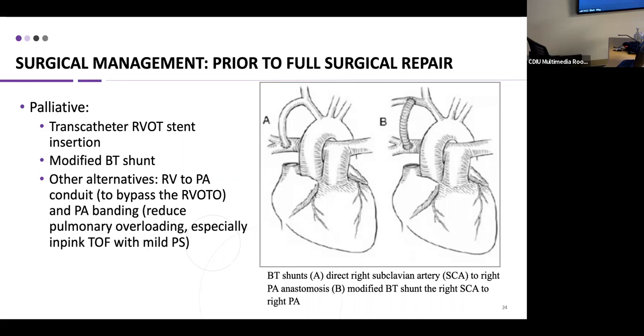It can be done either by anastomosis of the subclavian artery to the pulmonary artery, or by creating an artificial shunt using synthetic material such as Gore-Tex. The latter is called the modified BT shunt. Other alternatives may include an RV to PA conduit to bypass the right ventricular outflow tract obstruction, and PA banding to reduce pulmonary overloading, especially in pink tetralogy of Fallot with mild pulmonary stenosis.